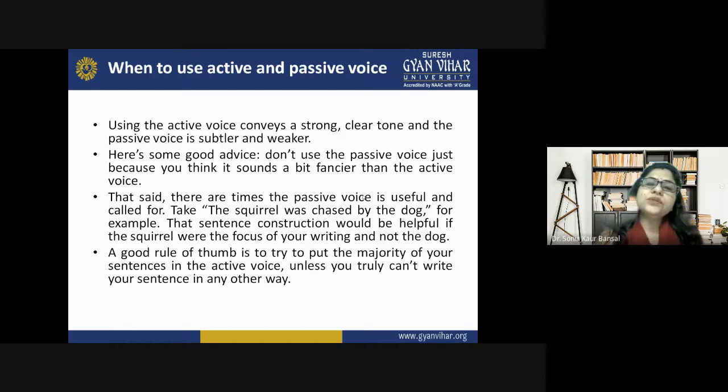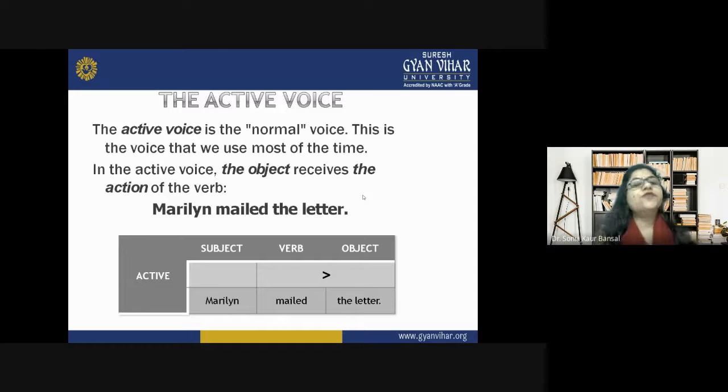So a good rule of thumb is to try to put the majority of sentences in active voice only, unless you truly can't write your sentences in any other way. Clear, students? Now let's understand the active voice first of all.